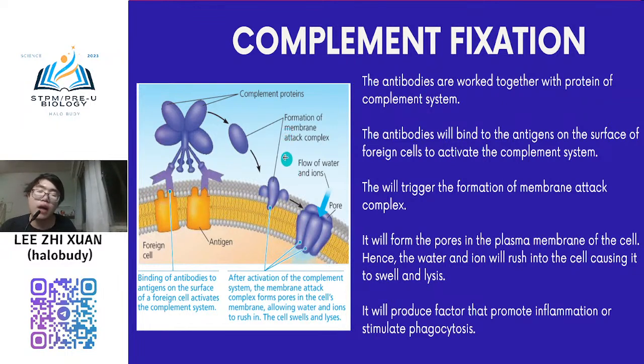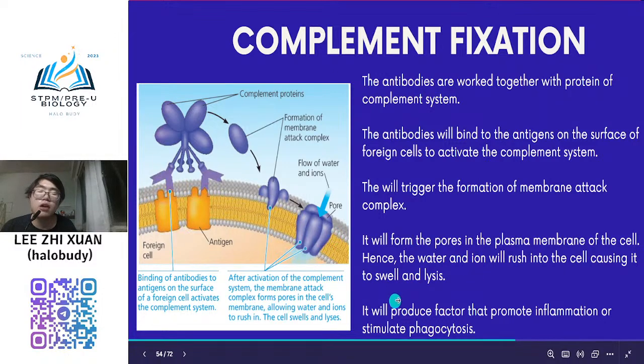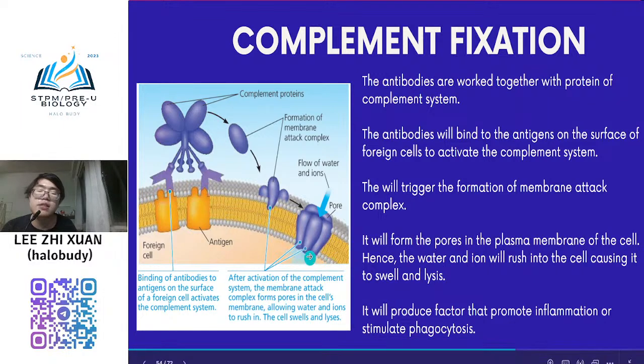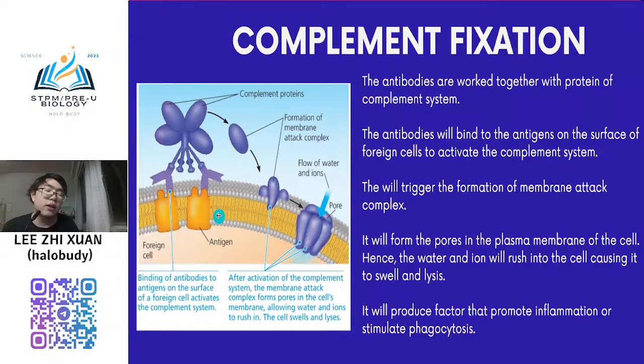This membrane attack complex will bind to the plasma membrane of the pathogen. It will form a pore in the plasma membrane of the cell. Hence, water and ions will rush into the cell, causing it to swell and also lyse. So it will cause lysis. It will also produce factors that promote inflammation or stimulate phagocytosis. So the key roles are played by complement protein and antibody.